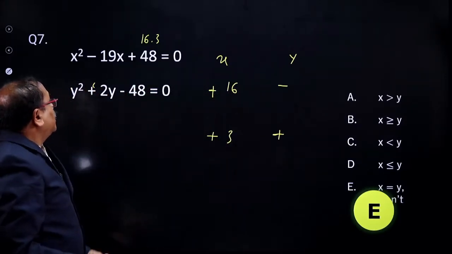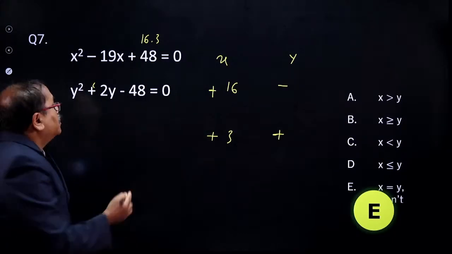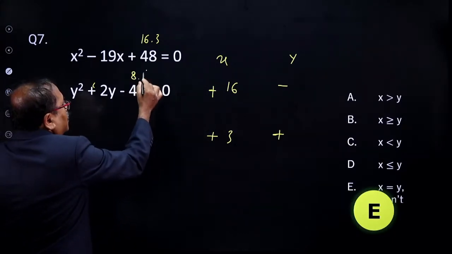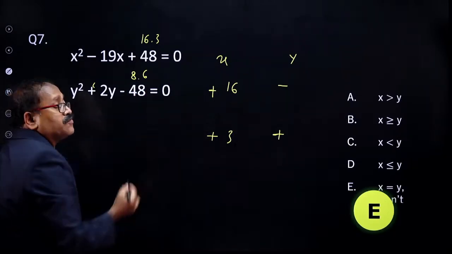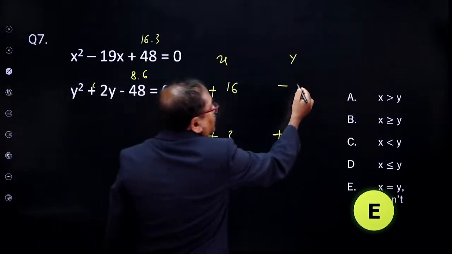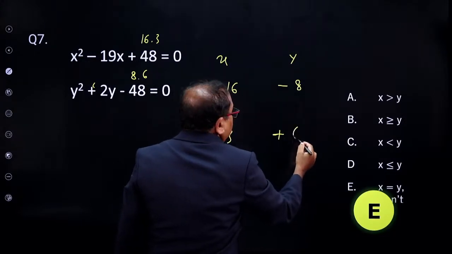And how do you break this number? So 8, 6, and the difference is 2. 8 into 6 is 48. So you are getting here 8 and here 6.